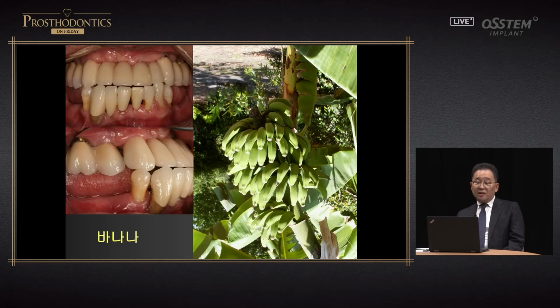Implant is positioned gingivally, and because of inappropriate vertical dimension, the prosthesis looks like a banana. They're enormous. In order to provide vertical overlap and overbite, it looks like a banana.